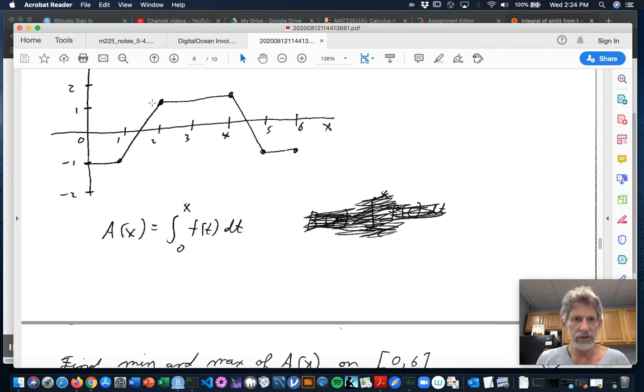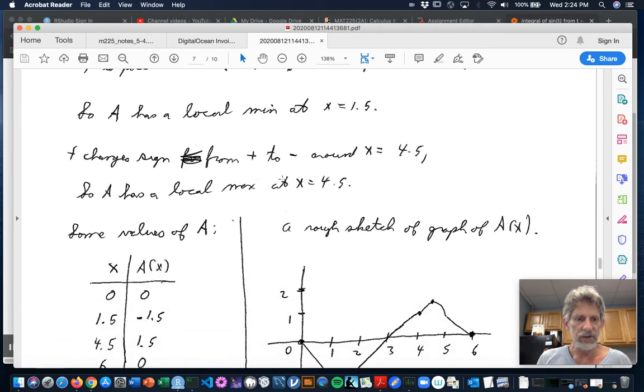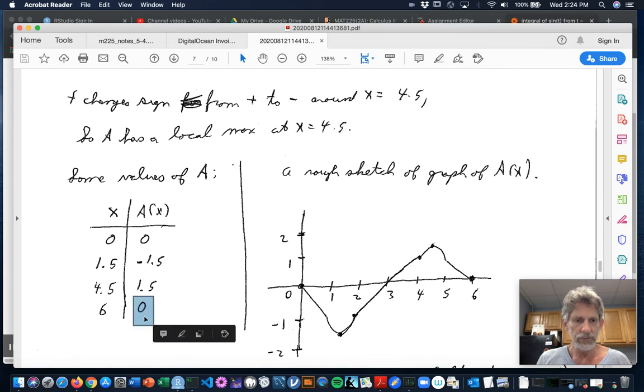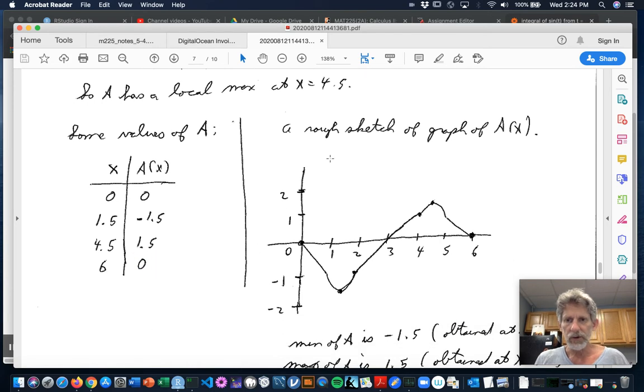This one's getting canceled by this one. So A of 6 is 0. If I'm trying to make a rough sketch here, for the y coordinates I'm going to be using values of A, and for the x coordinate I'm using these values of x. And so I can plot these points: 0, 0.